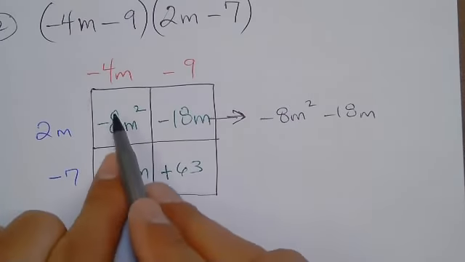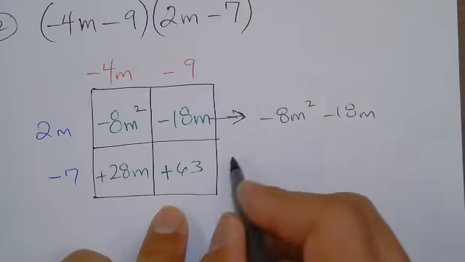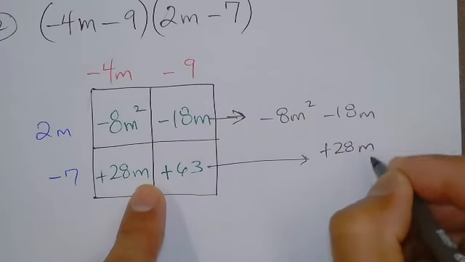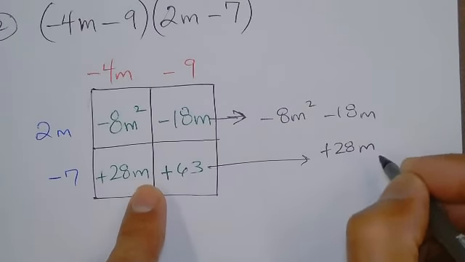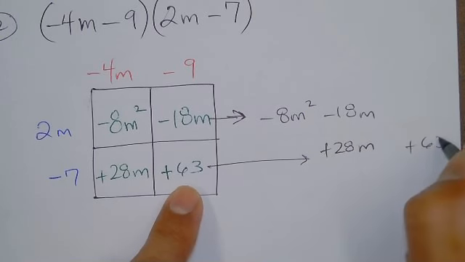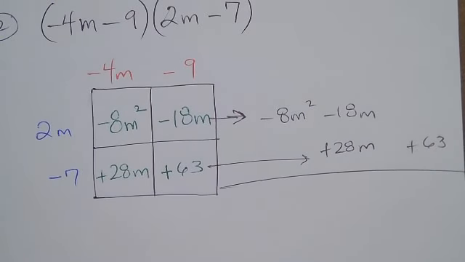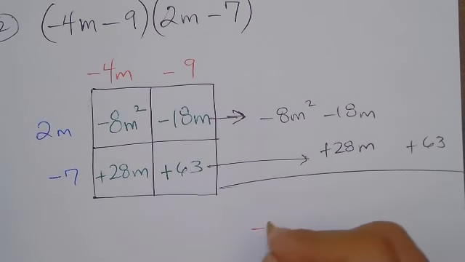Oh, okay. And then this 28m, I'm not going to add it with this one. I'm going to have to write it underneath, over here, right? It goes under the m, right? The same variable, same degree? And the plus 63 is going to be off to the side over there? Okay. Now you can combine like terms and get the answer here.